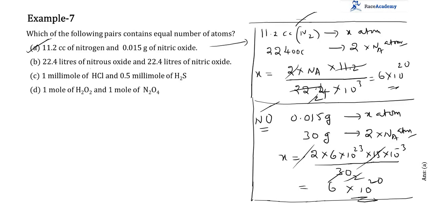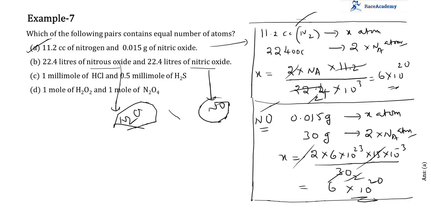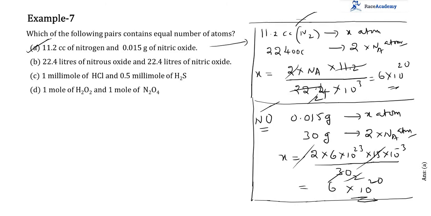If you try to check the others also, 22.4 liters of nitrous oxide and nitric oxide. What is nitrous oxide? Nitrous oxide is N2O. Nitric oxide is NO. So in the formula itself there are 3 atoms here and 2 atoms there. So this is not the correct answer, because the number of moles of the atoms are not matching.